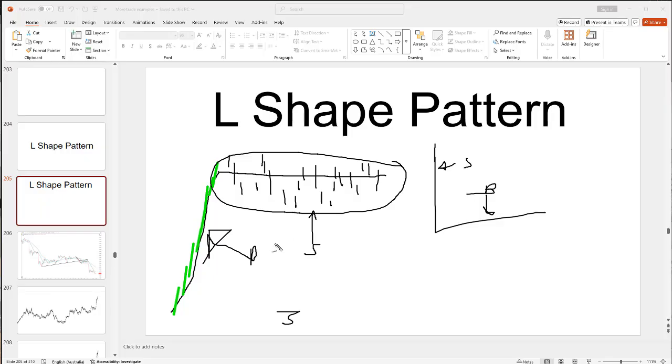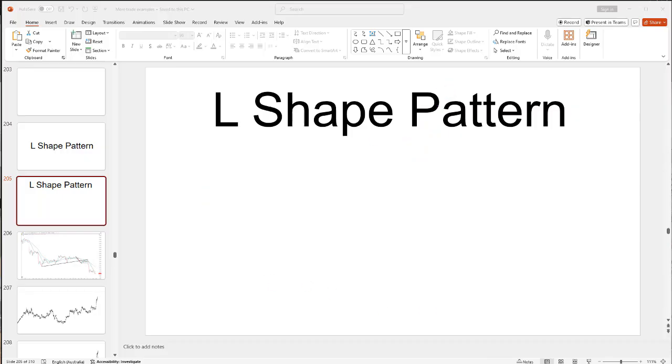This is the L-shaped trade pattern. Now, when this happens, because the buyers are more dominant here, very clearly dominant, once we go through here, then we're likely to see something like that again. So these are the two different patterns.